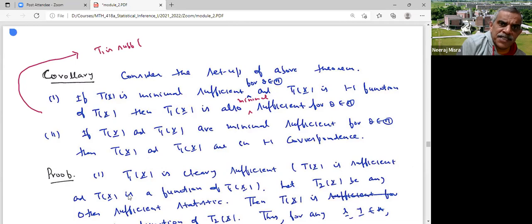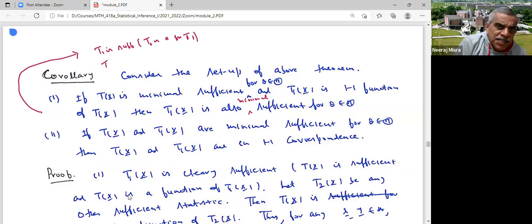Why t1 is sufficient? Because t is a function of t1. So the sufficient statistic t is a function of t1. Why? Because t and t1 are one-to-one functions. Since t is a function of t1 and t is sufficient, then we know that t1 is also sufficient.